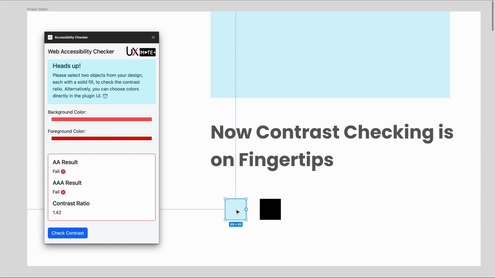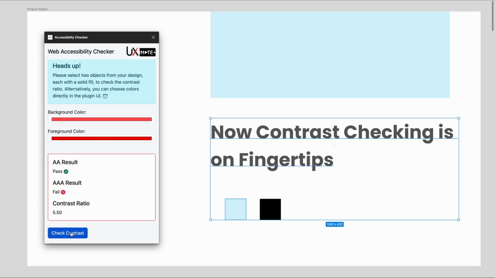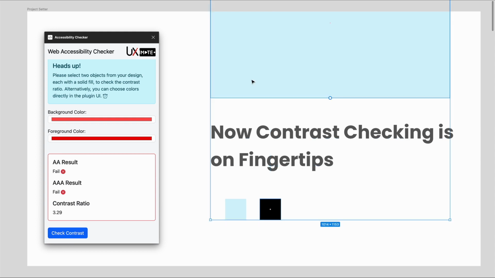designs meet accessibility standards. By quickly identifying whether your color combinations pass AA and AAA standards, you can make informed decisions to enhance the accessibility of your designs.